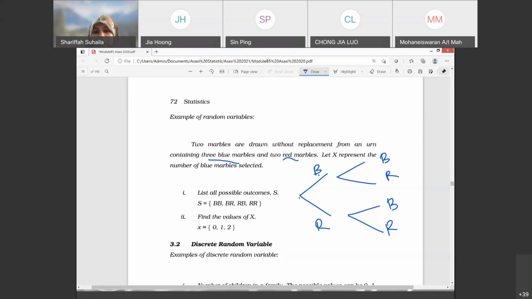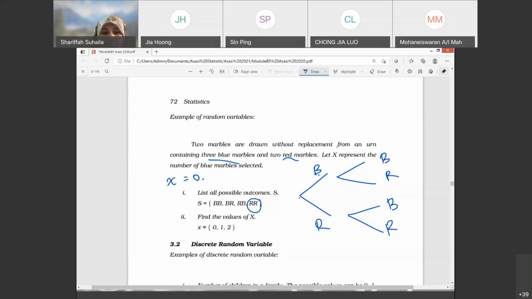You define your X to represent the number of blue marbles. That means your small x, your value, can take either no blue marbles, which is red, red, so 0, or only one, either blue, red, or red, blue.